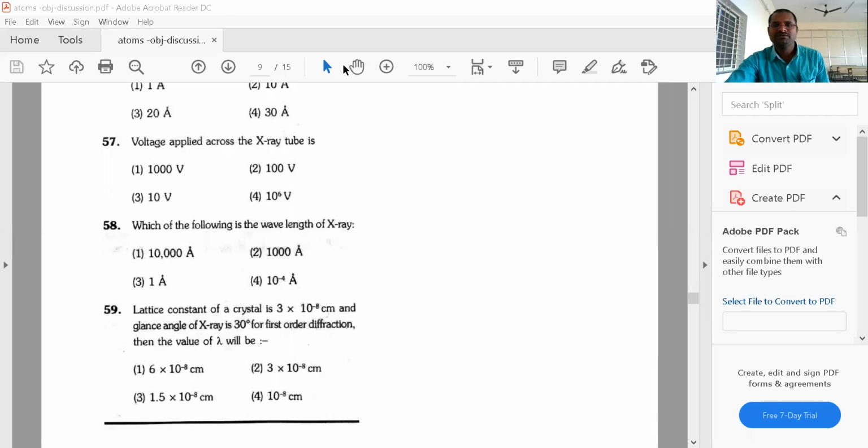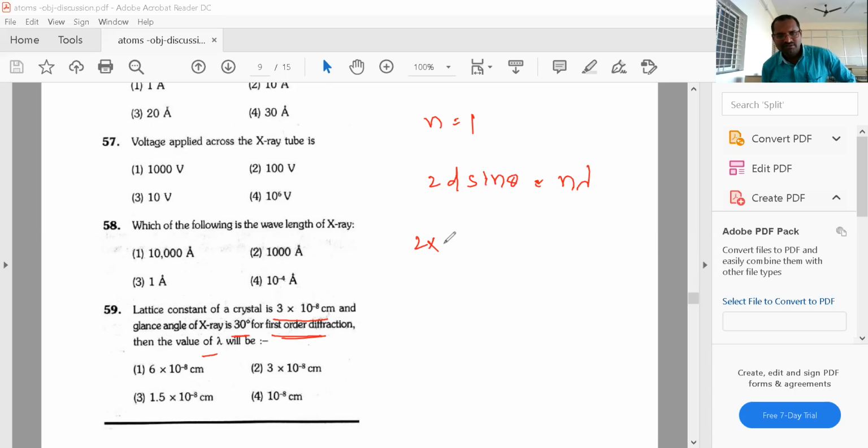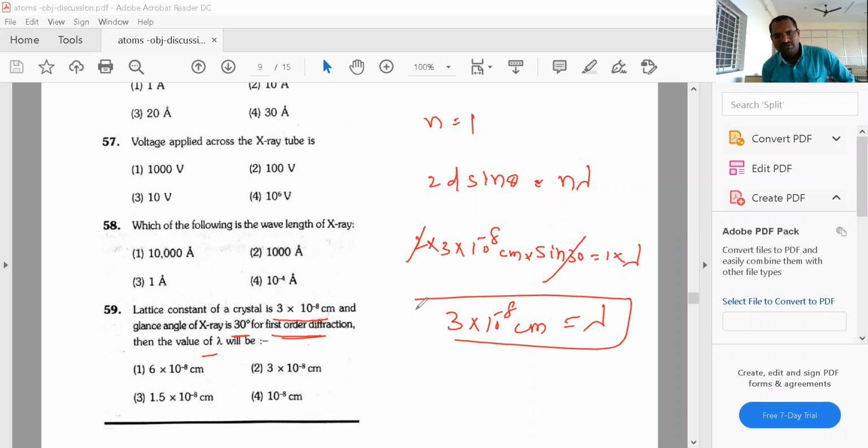Question 59, an important question, an easy logical question. The lattice constant for a crystal is 3 × 10^-8 centimeter and the glancing angle is 30 degrees. For first order diffraction, n is equal to 1. What is the lambda? We know 2d sin theta is equal to n lambda. So 2 into d, given 3 × 10^-8 centimeter, into sin 30 degrees is equal to 1 into lambda. Sin 30 is 1 by 2, they cancel. You will get lambda equal to 3 × 10^-8 centimeter. This should be the wavelength used.